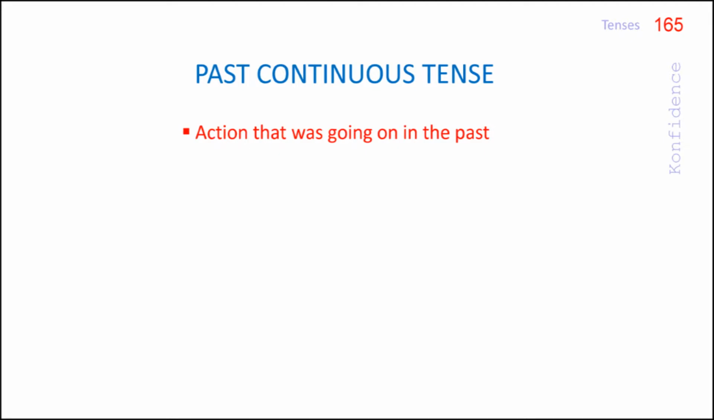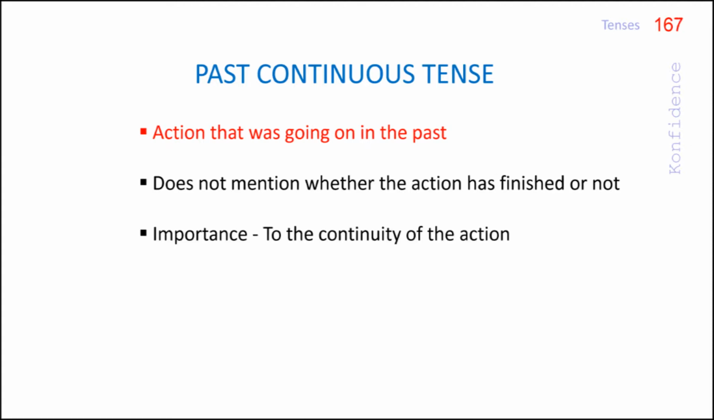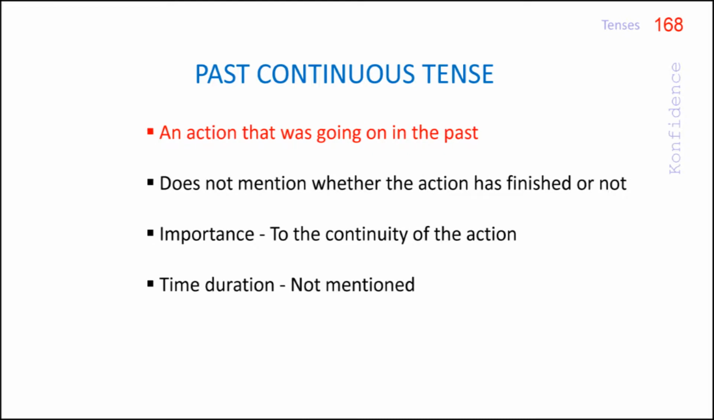Past continuous tense indicates an action that was going on in the past. It does not tell us whether the action has finished or not. The importance is given to the continuity of the action, not the duration of time. So, time duration should not be mentioned in this tense.